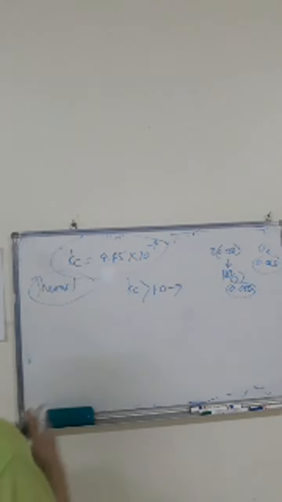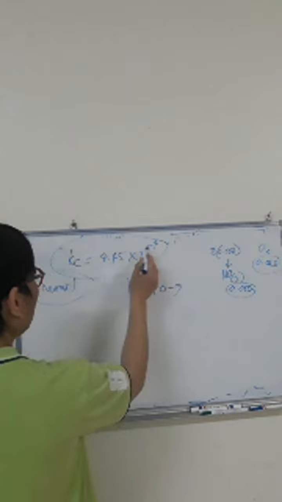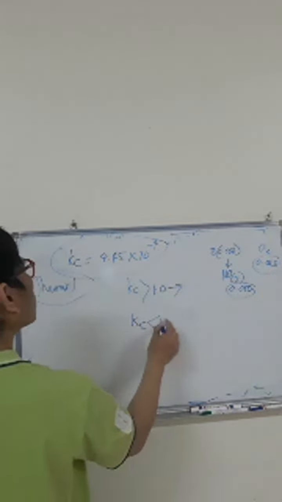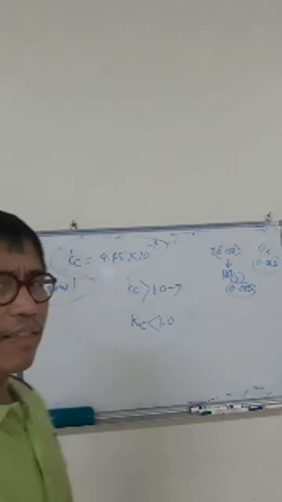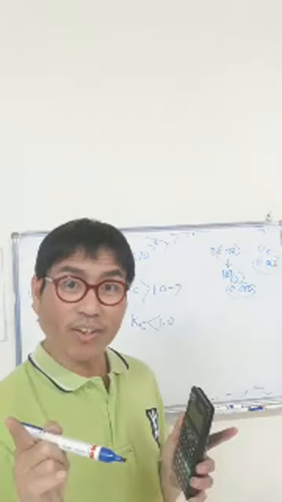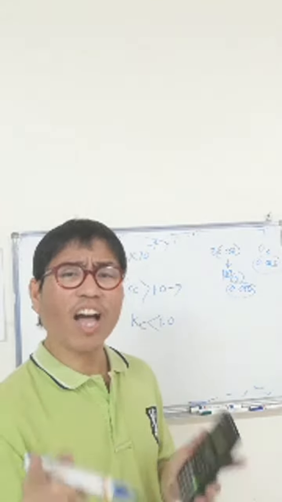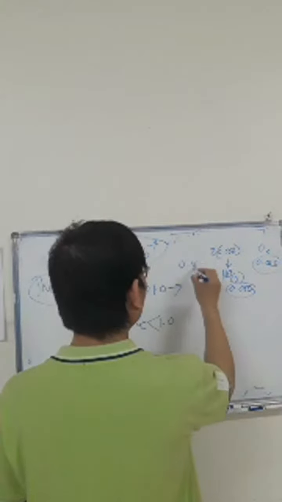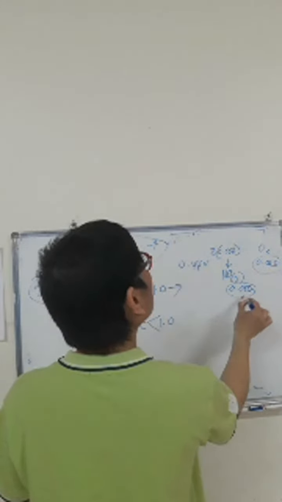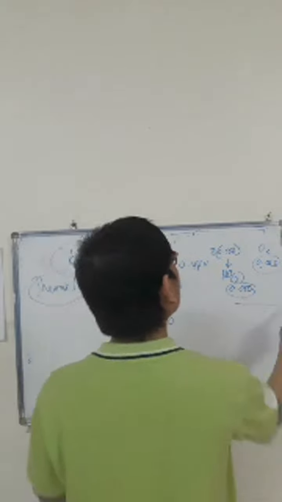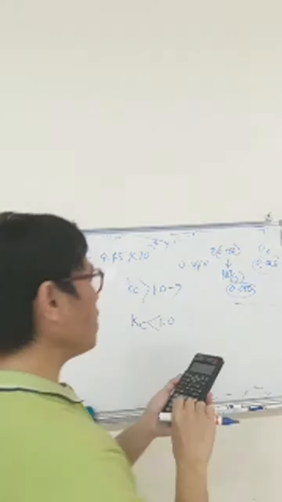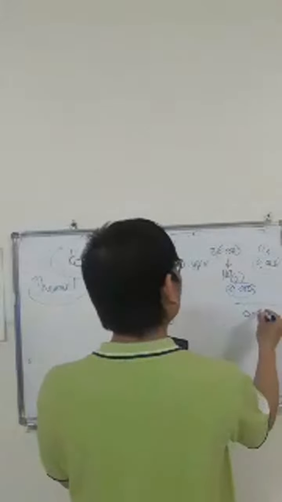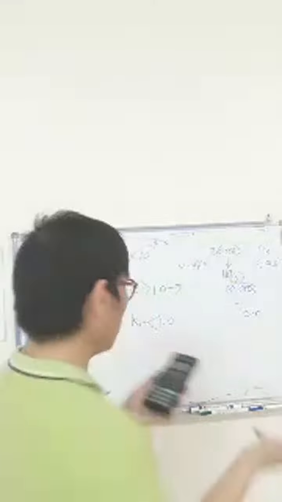But our Kc is not greater than 1. It is less than 1, so it will go to your reactant. Take note, our reactant has a concentration at equilibrium of 0.44. Add the 0.056 of NO and 0.028 of chlorine. 0.056 plus 0.028 is equal to only 0.084 at equilibrium, adding both the products.